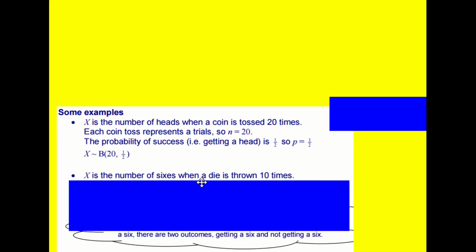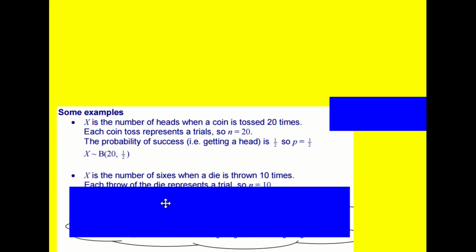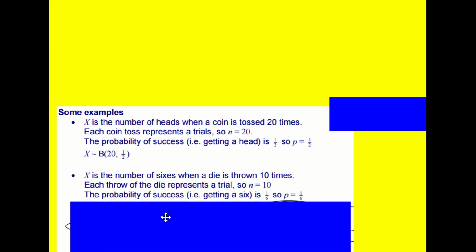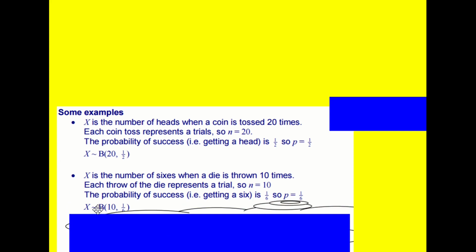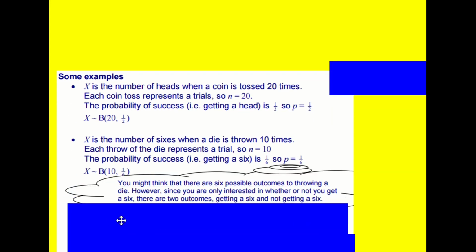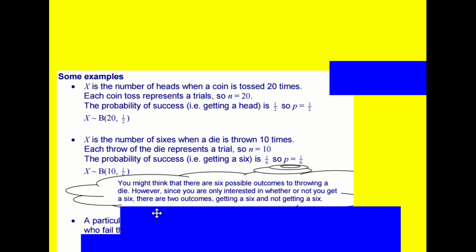What about the next one? X is the number of sixes when a die is thrown 10 times. Can you write down a binomial distribution for that? Well, for this, we've got 10 trials, n is 10. The probability of success is getting a 6, so it's 1/6. And we can write this down: X follows a binomial distribution 10, 1/6. This is just shorthand to tell us how to deal with it. And even though you can get 1, 2, 3, 4, 5, or 6, we're only interested in if you get 6 or not 6. So there is still a failure and a success. It's just that a failure is now worth 5/6 probability.